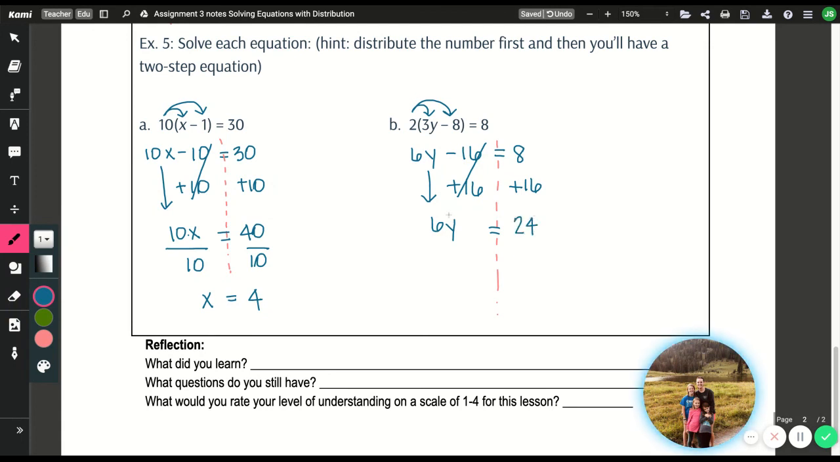Your last step, 6y, when there's no symbol in between, no mathematical operation, means multiplication. So right now this is 6 times y. The opposite or inverse of multiplication is division. So we're going to divide by 6. And to balance our equation, I'm going to divide the other side by 6 also. 6 divided by 6 is 1y equals 24 divided by 6 is 4.